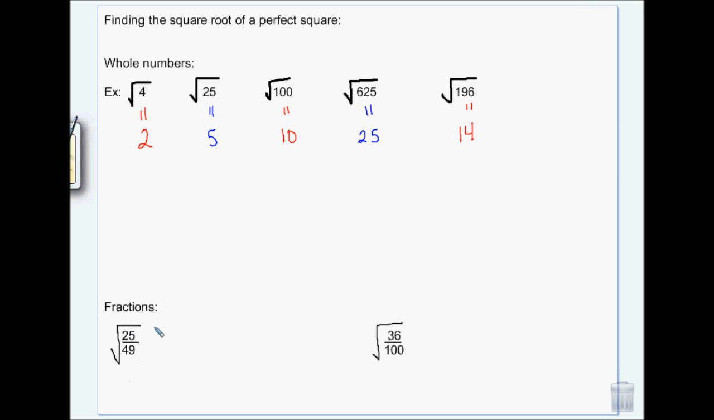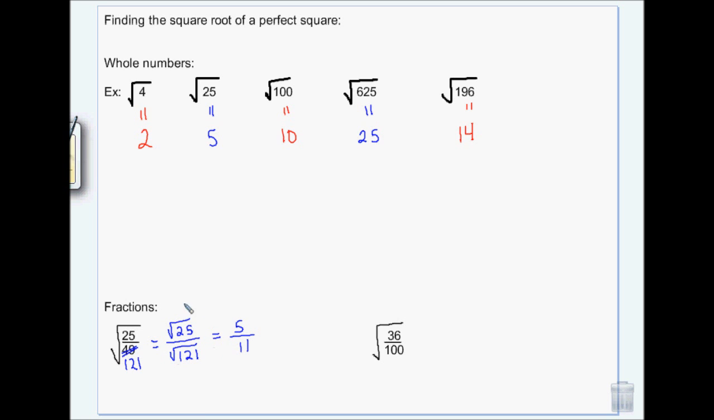A fraction inside of a square root is the same thing. Yours is over 121, right? Okay, we'll fix it. This is the same thing as the square root of 25 over the square root of 121. So if these are both perfect squares, you can split it. And what you do is you take the square root of the top, square root of the bottom.